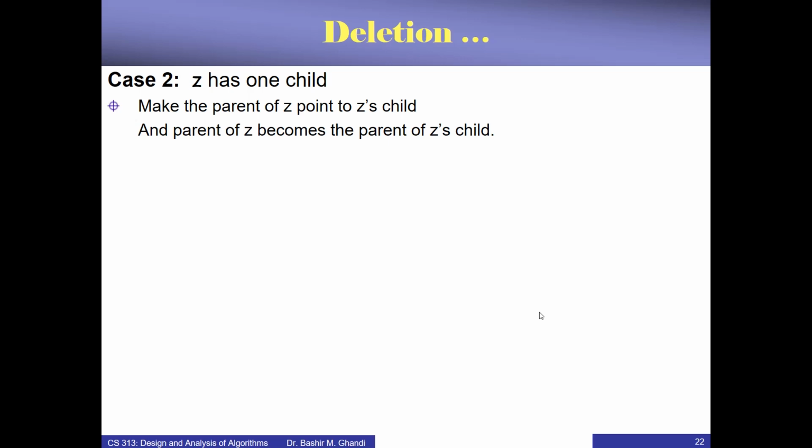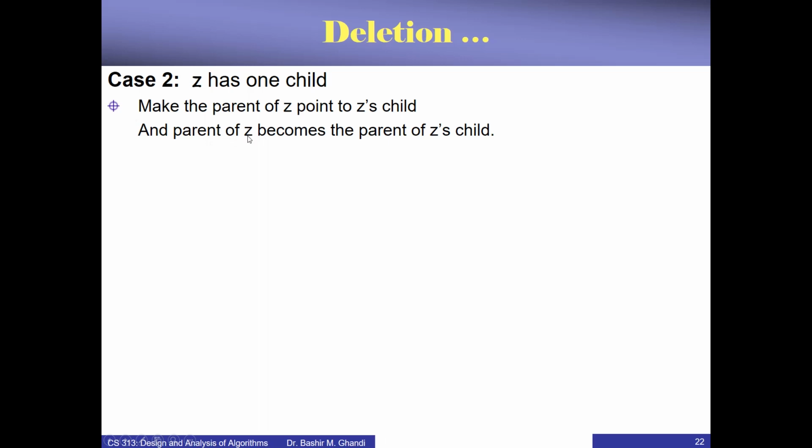Second case, the node being deleted has 1 child. So in that case, the thing to do is make the parent of that node point to the only 1 child. There's only 1 child for z, so the parent of z should point to its grandchild, the child of z.